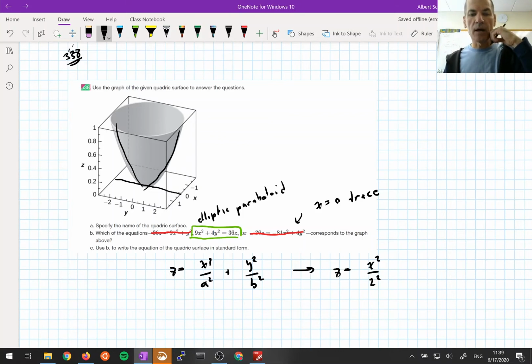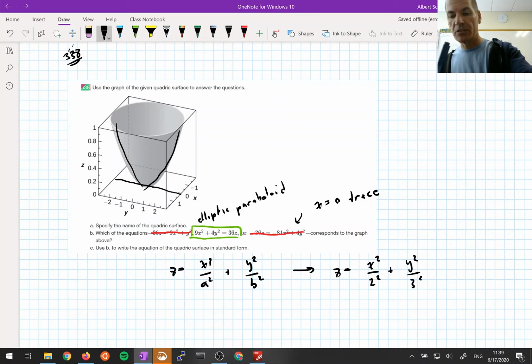And y squared, what's 4 divided by 36? That's just 1/9. And we'll write y squared over 3 squared equals z. Oop, we already have equals z. And this is the standard form.